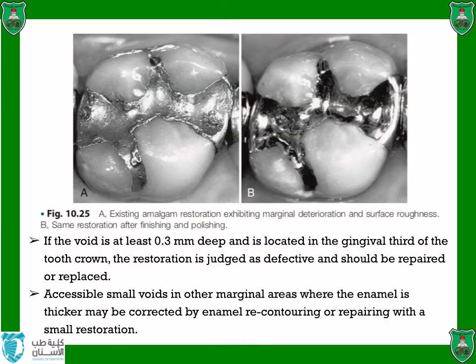As you see in this picture, this is an existing amalgam restoration that exhibits marginal deterioration and surface roughness. The treatment was to just repolish the surface and make it smoother, and then you follow up this restoration. In case any failure happens, then you will replace it later.